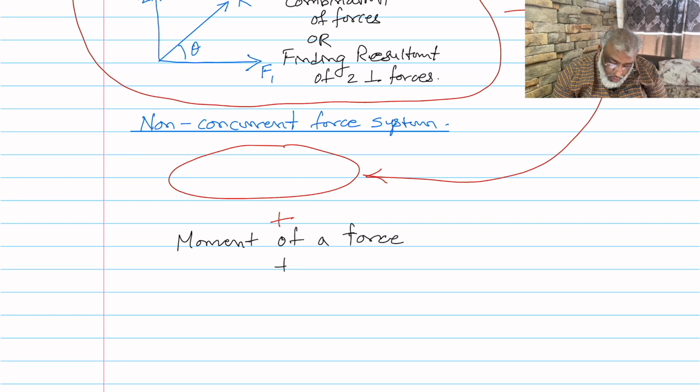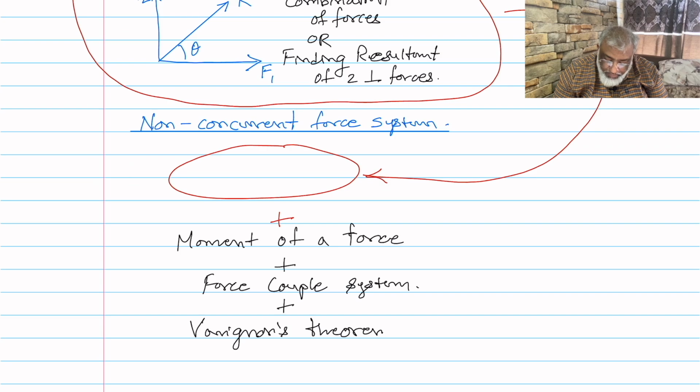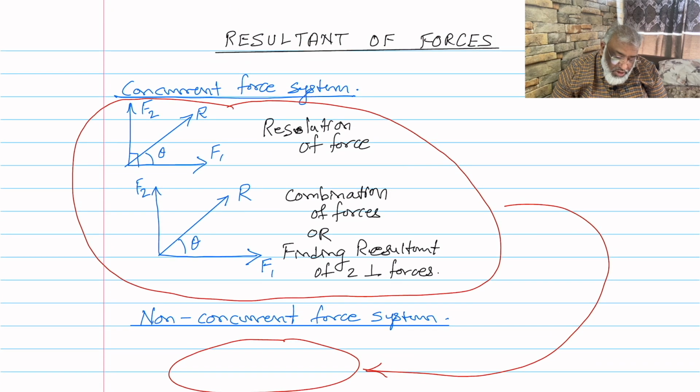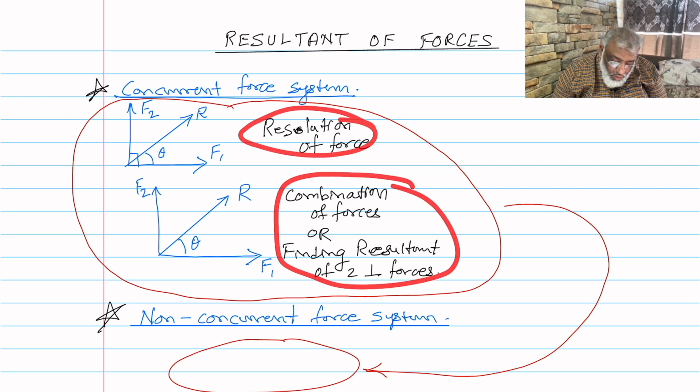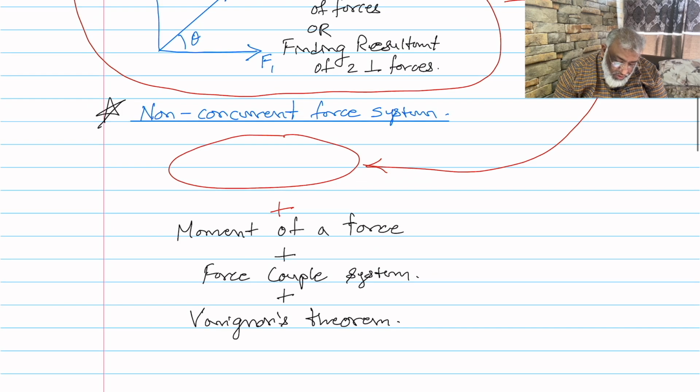We must also know what is a force couple system, and finally we must also know Varignon's theorem. So this is sort of a layout of the resultant of forces chapter, in which we learn the concurrent force system and the non-concurrent force system, and these are the concepts that we must know to solve these categories of problems.